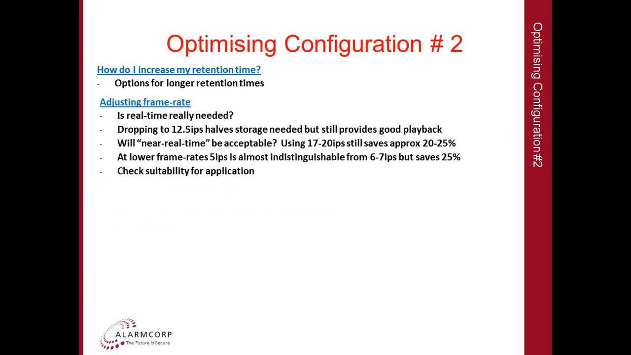The first option is adjusting frame rate. Is real time really needed? For example, if you drop from 25 images per second to 12.5 images per second, you will still provide very smooth playback, but you've just halved the storage time.